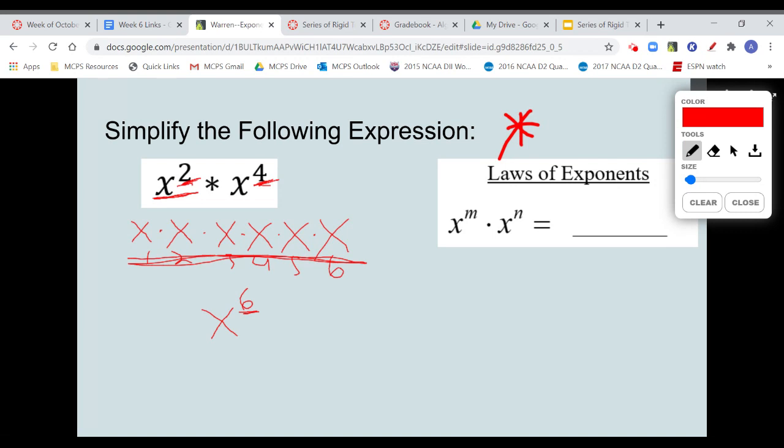So to generalize this to a law of exponents, I have x to the m times x to the n, where m and n are two random constants. And that is simplified to x to the m plus n, right? So if I'm multiplying this variable times itself, and both times there is a power, I have to add those powers.